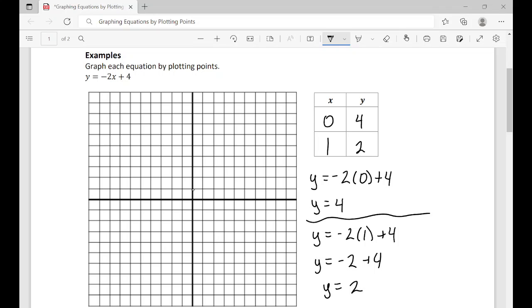So (0, 4) is going to be right here. And (1, 2) is going to be over 1 and up 2, right here. And then from this point, I know since it's a line, I'll just draw the best line I can through these 2 points. And I'll get something like that. It's not picture perfect, but it's good enough. The points are correct and the line's more or less straight.